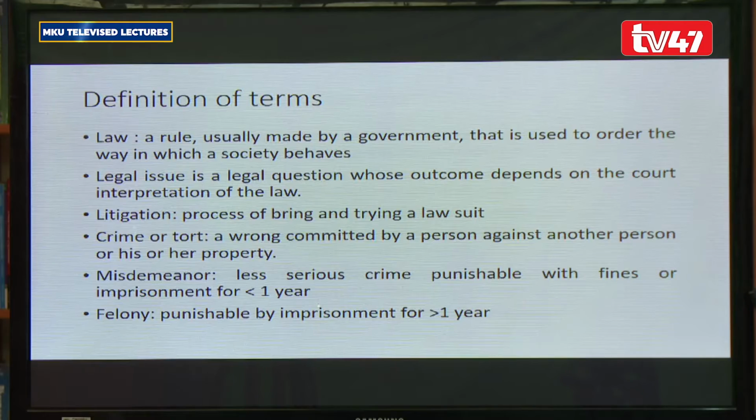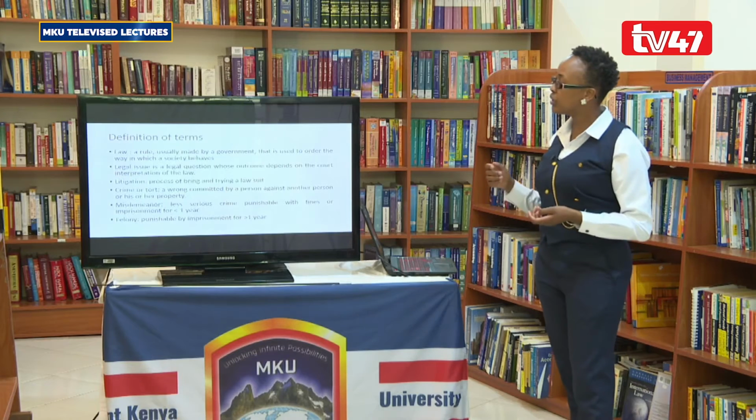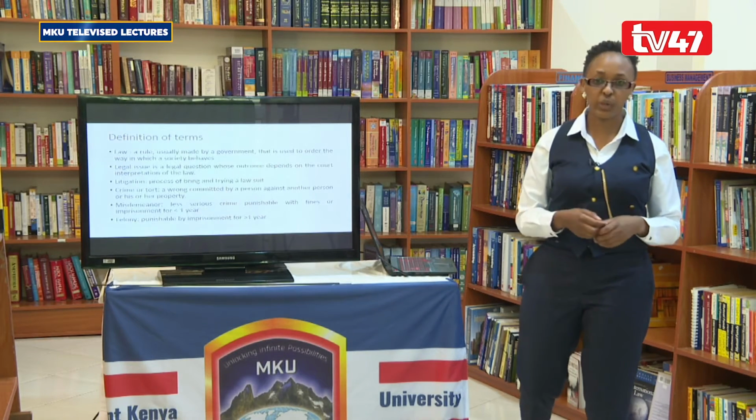When you're saying a crime, it's a wrong committed by a person against another person or his property. Then we have another term, misdemeanor. A misdemeanor is a lesser crime, punishable either with a fine or by being jailed for less than 1 year. Then a felony, this is also a wrong that is punishable by being jailed for more than 1 year.